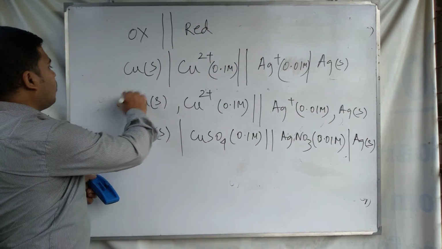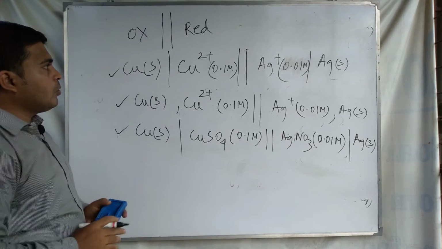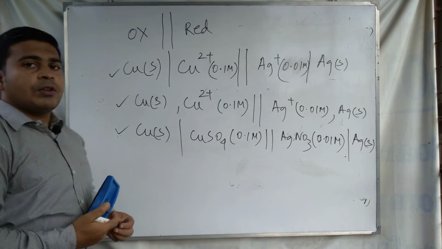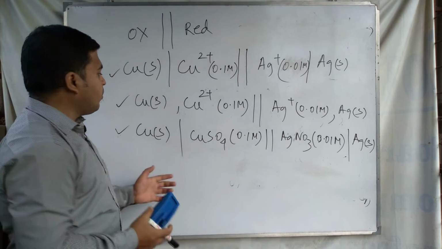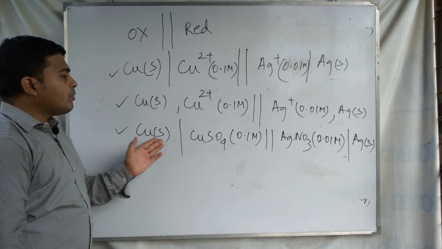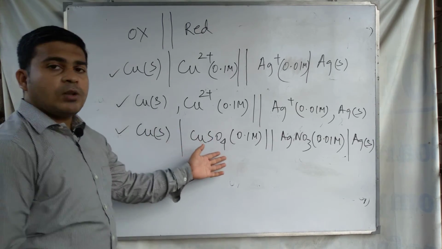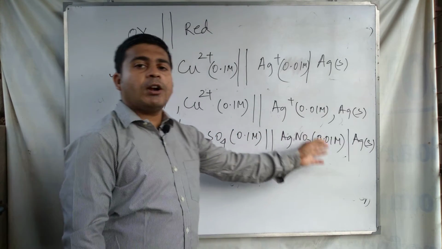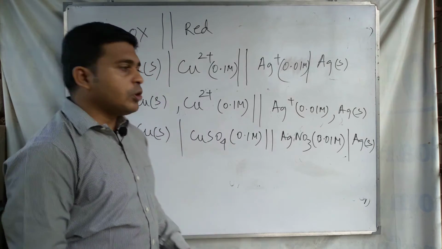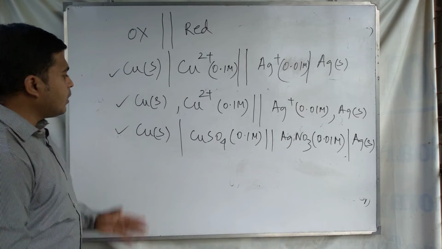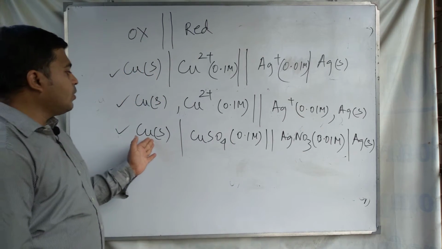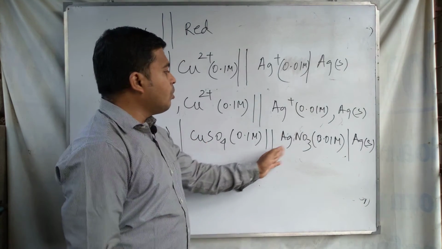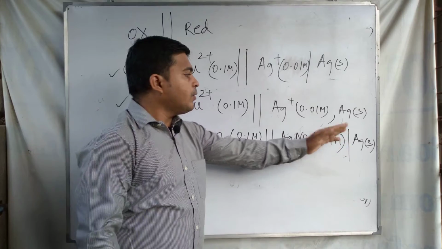You can write this one, you can write this one, you can write also this one. Okay, in this way you can represent this cell. In this galvanic cell, copper is dipped in copper sulfate solution, and a silver plate is dipped in silver nitrate solution. So the representation of the galvanic cell is copper to copper sulfate, this one is salt bridge, this one is silver nitrate and silver.